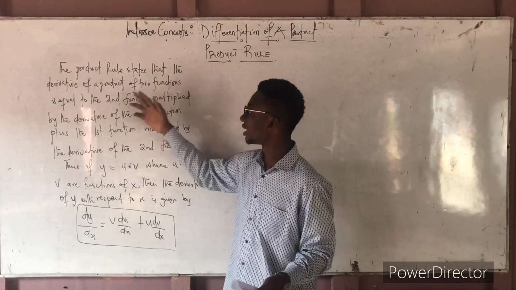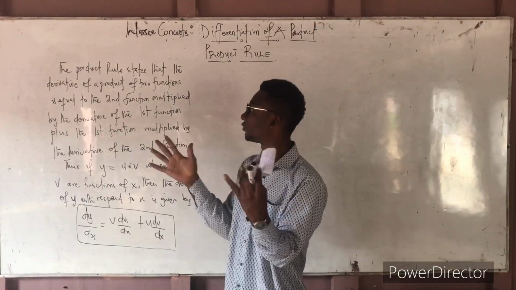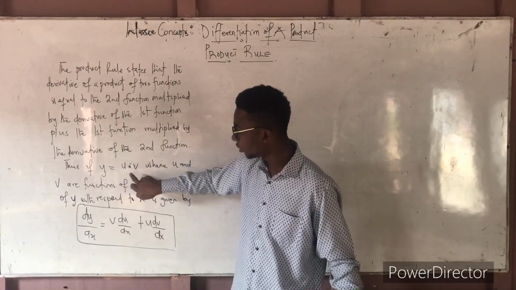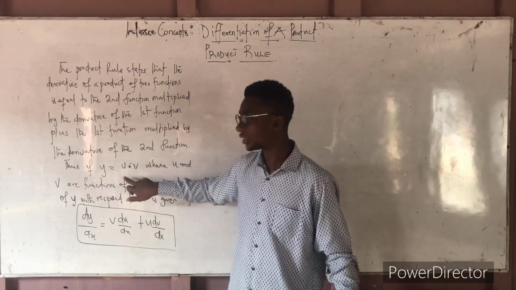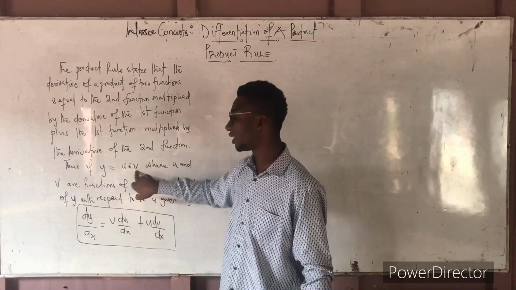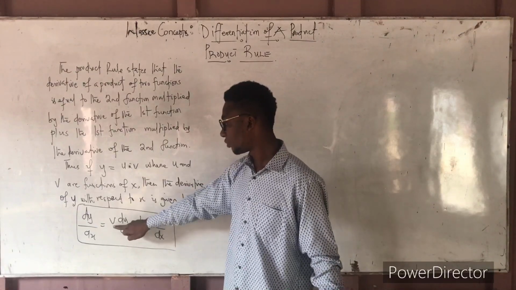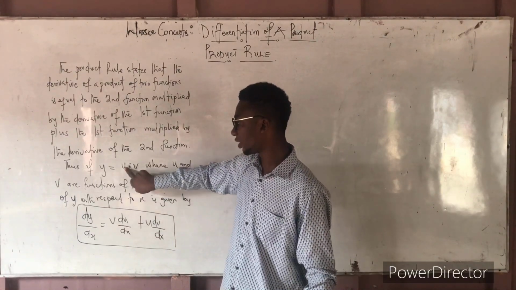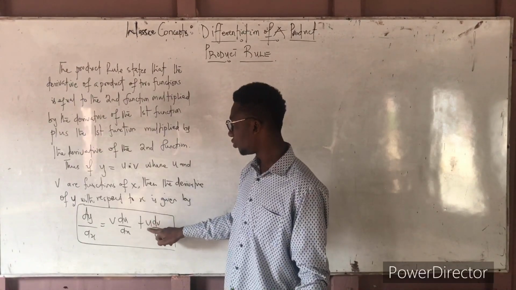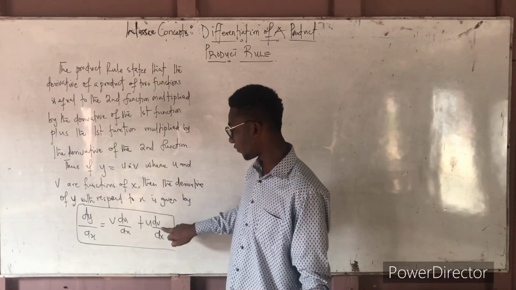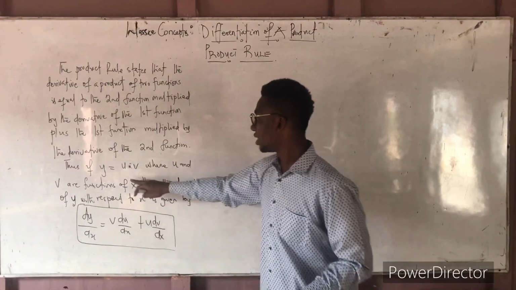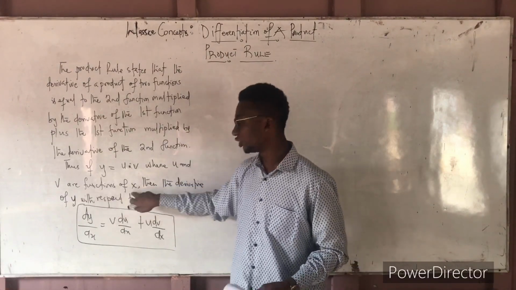So the product rule states the derivative of the product of two functions. If you have two functions, let's say u times v, their product, it is equal to the second function, which is v, multiplied by the derivative of the first function u, plus the first function u, multiplied by the derivative of the second function v. Now the u and the v should be functions of x.